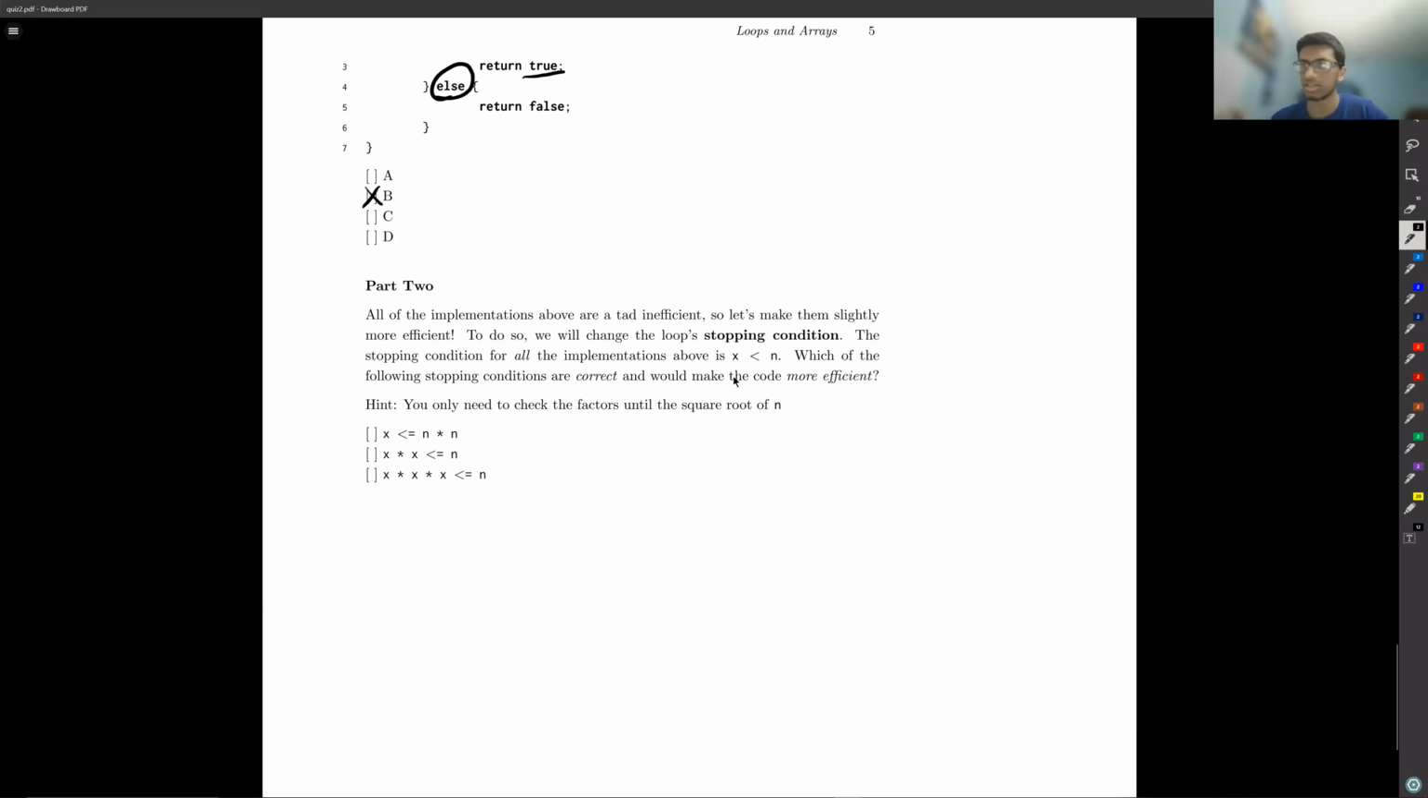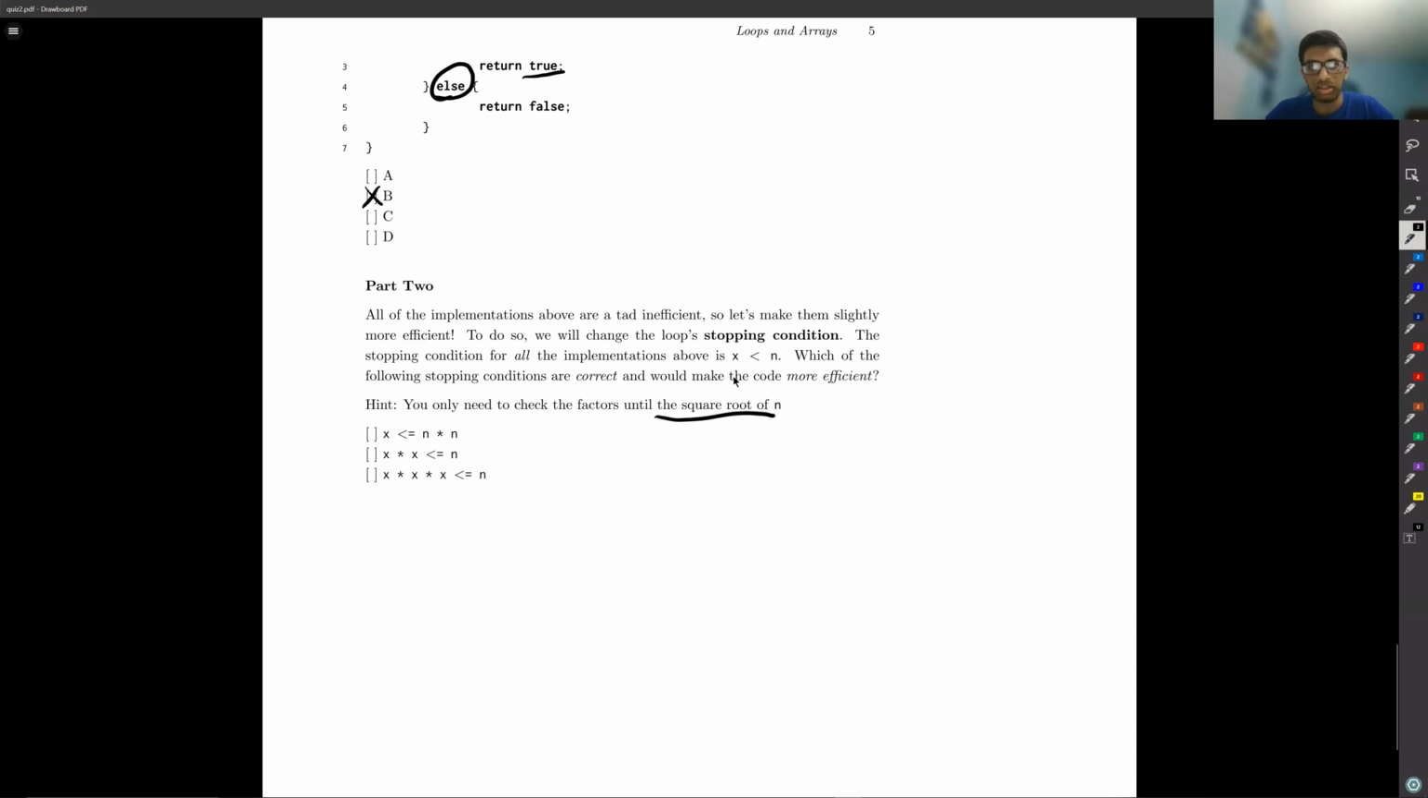And it's a hint, and this hint is going to be really, really important. So I'm going to go ahead and underline it because that's how important it is. Actually, I'm just going to underline this last part, square root of n, which is that you only need to check the factors until the square root of n. So we're given this, and I'll talk about why this is true after we finish this, but let's say that I know this is true. Now the question is, which of these three is that?